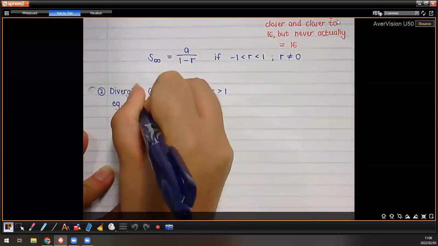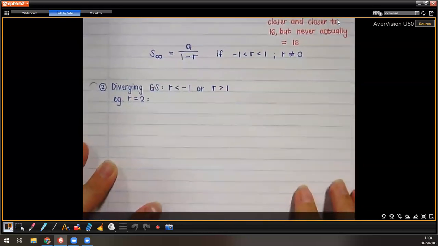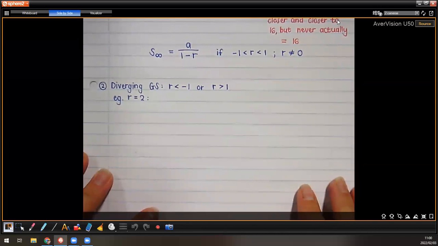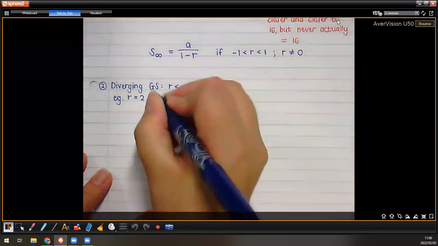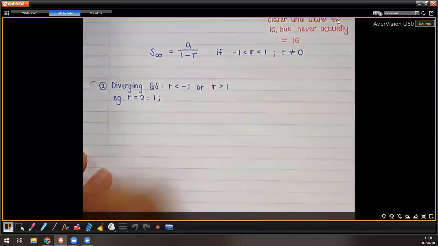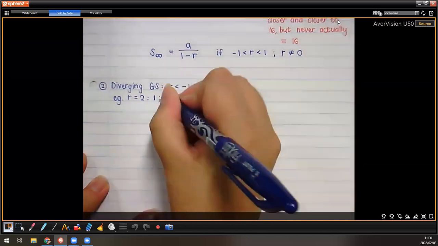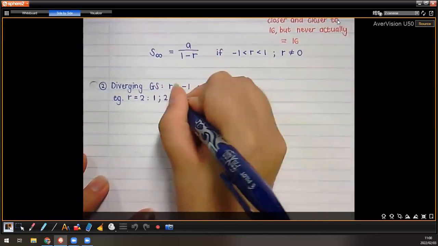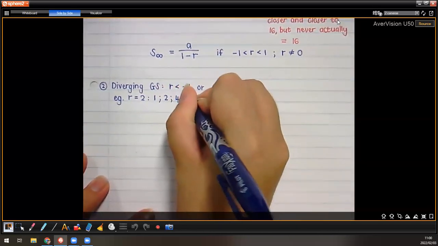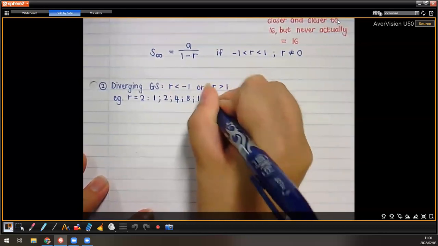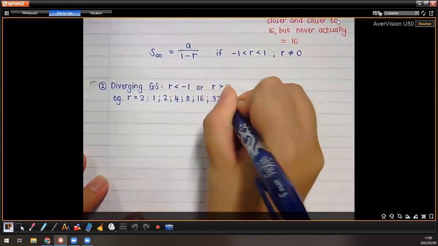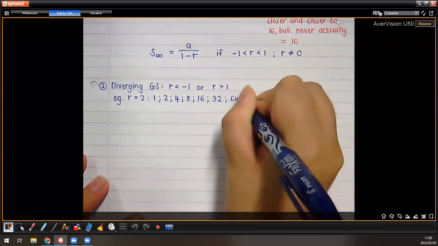We'll test when your ratio is 2. Right, and we'll start with an easy one. We'll start with the first term of 1. Now, if my ratio is 2, I'm multiplying by 2 each time, right? So my next term is going to be 2, and then 4, then 8, 16, 32, 64, and we can keep going.